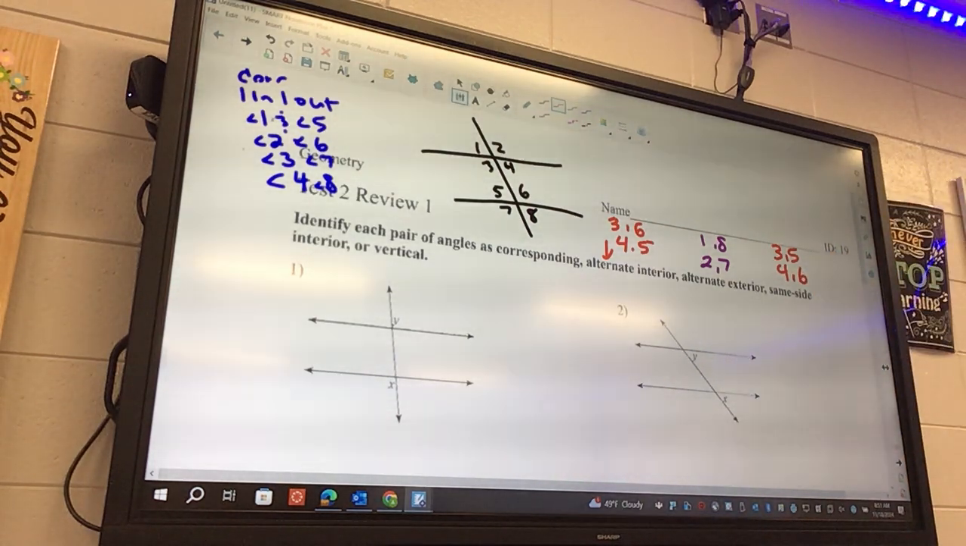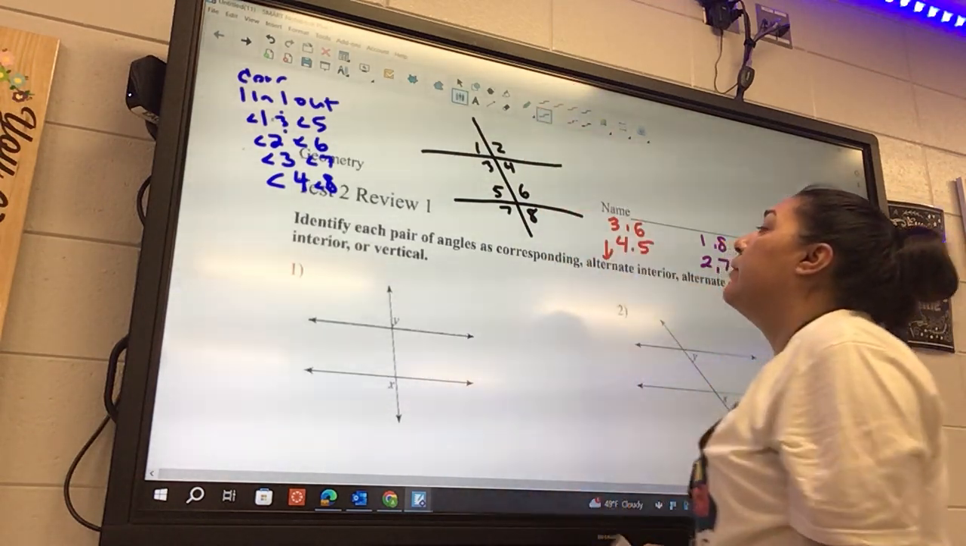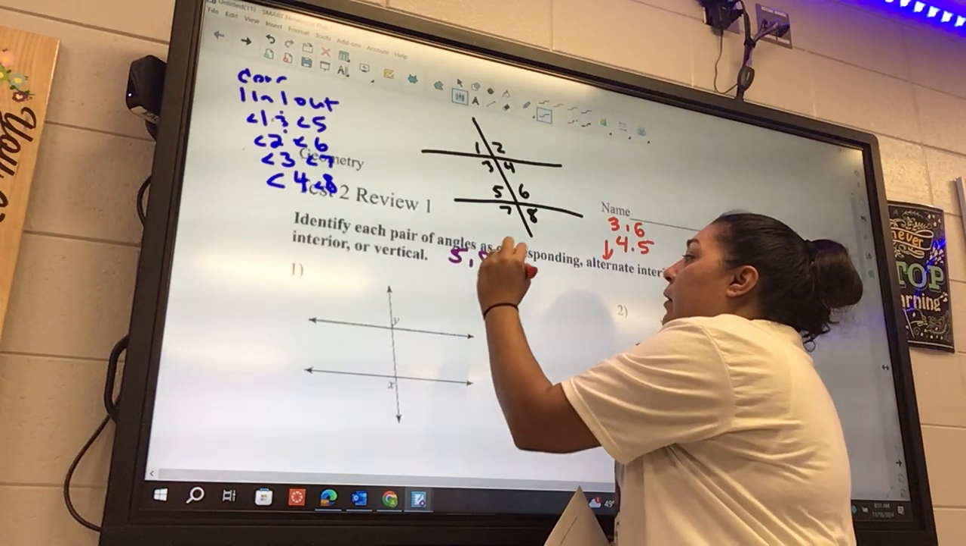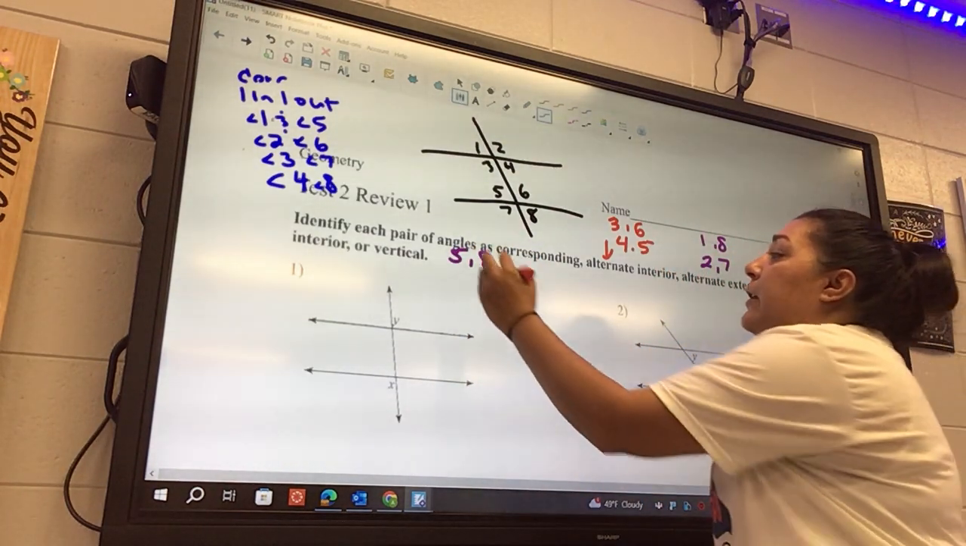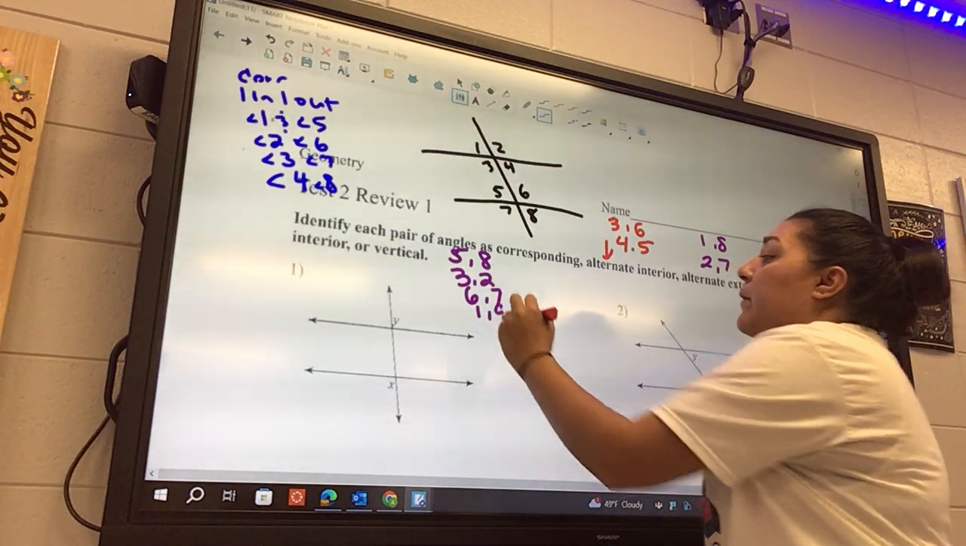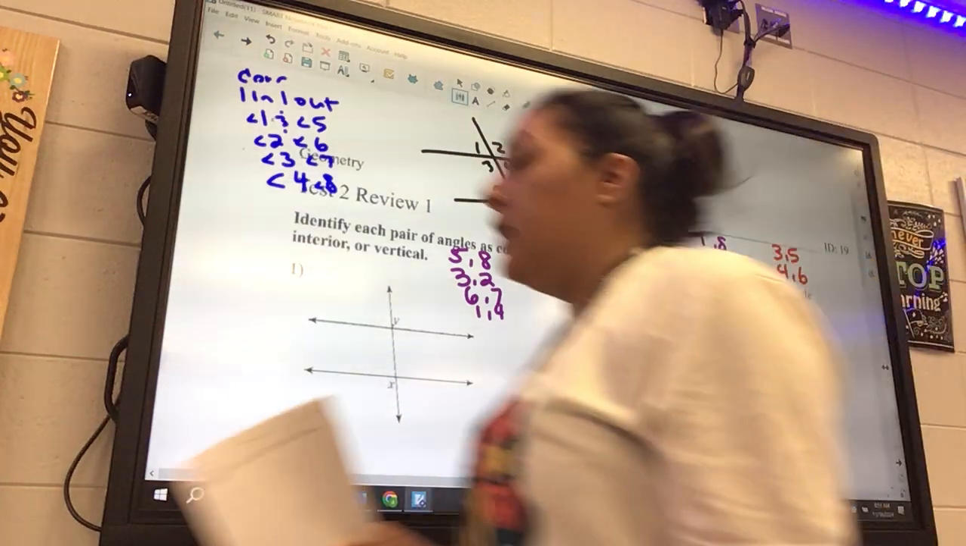Okay, and then lastly, the vertical. 8 and 5. Sorry, I said it like you were wrong, but 3 and 2, 8 and 6, 7 and 1, 4. So that's like a little cheat sheet if you need it.